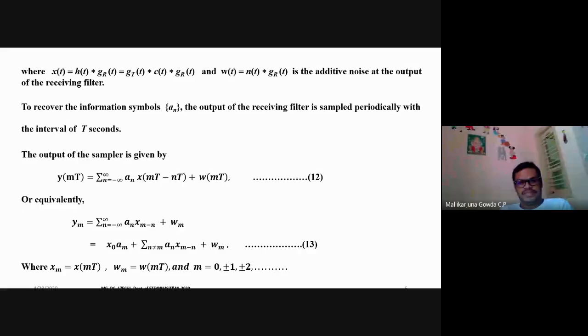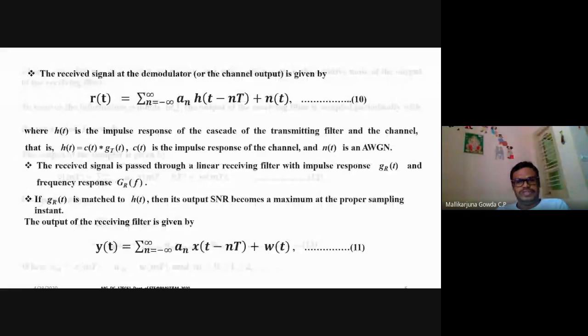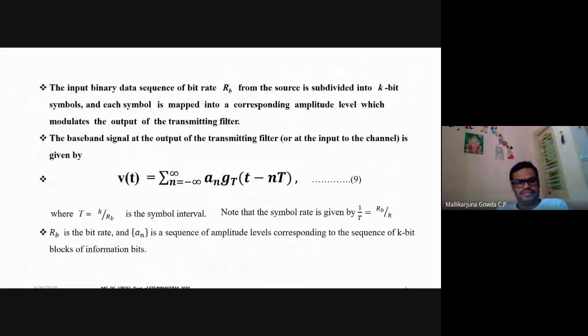If you have any doubts, you can ask about writing these equations. Just this summation term I have written instead of integral convolution. That is written as summation since it is discrete. Is it clear, or do you have any doubts regarding writing these equations? Starting from v(t) to r(t), then y(t), then y_m.